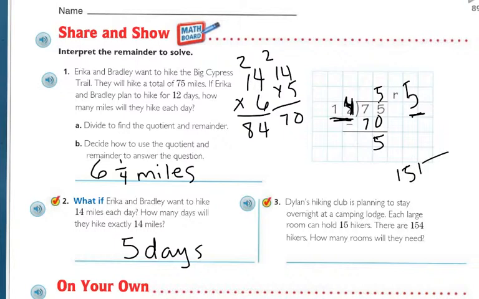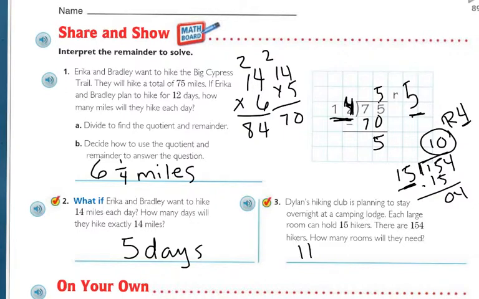So I've got 15 going into 154. Okay, 15 goes into 15 one time. I get 15. I subtract, I get nothing. I bring down my 4. Well, 15 can't go into 4, so I'm going to put a 0 there, and I'm going to have a remainder of 4. So I'm going to have 10 cabins with 15 people, but I still have 4 people left over. So I'm going to need 11 rooms, okay?